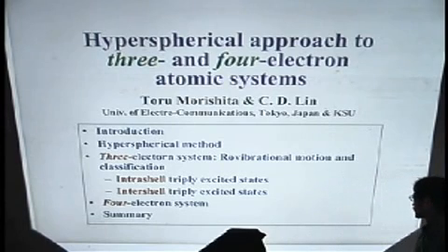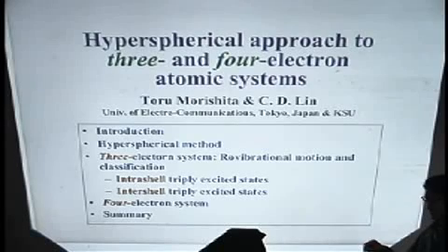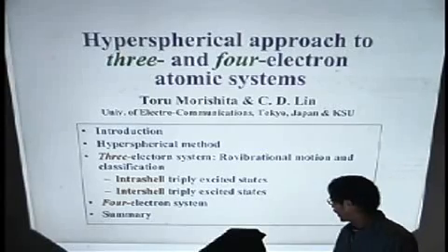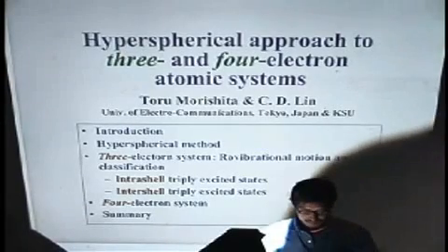One is intrashell triply excited states, where the three electrons are almost the same distance from the nucleus. Another is intershell states, where one of the electrons is at a longer distance than the other two electrons. Then I will show some preliminary results for the four-electron system, and I'll give a short summary.